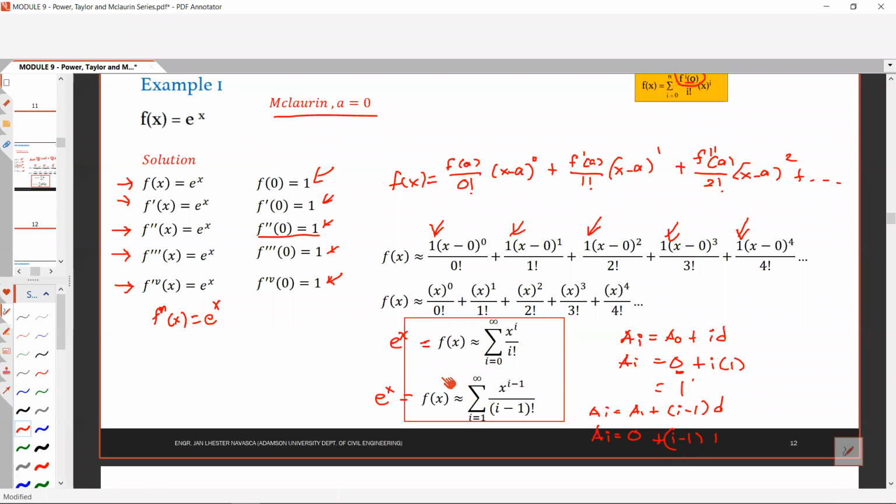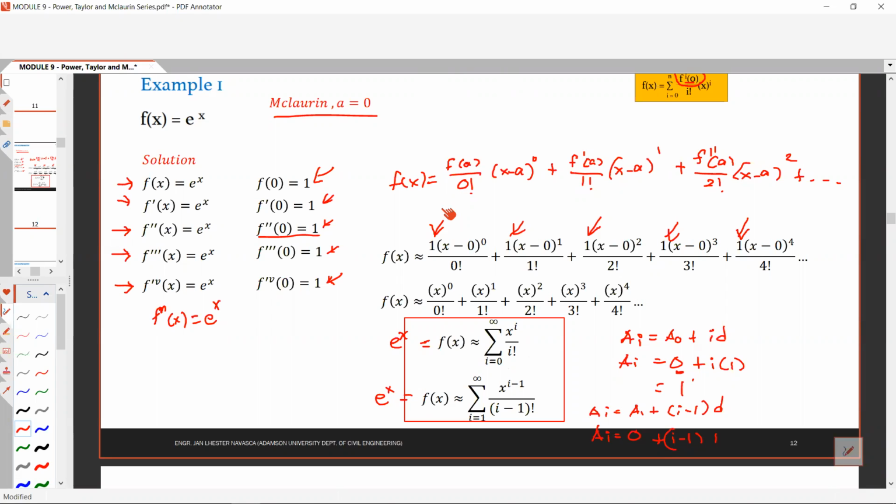So this is e raised to x. Do you have questions for this class on how this was obtained? None, po.